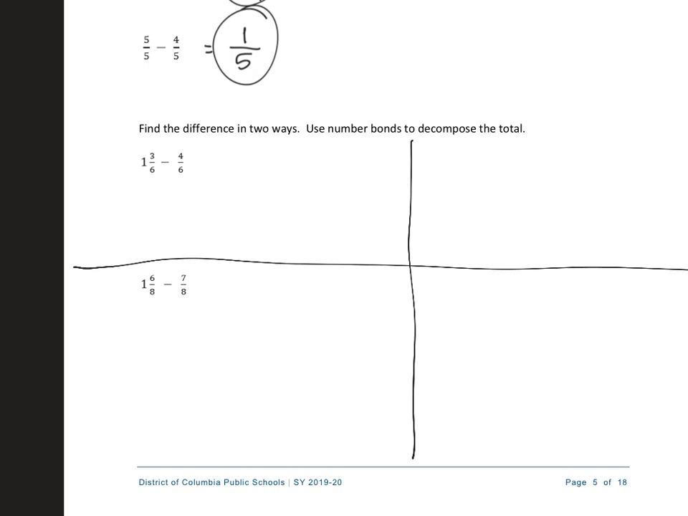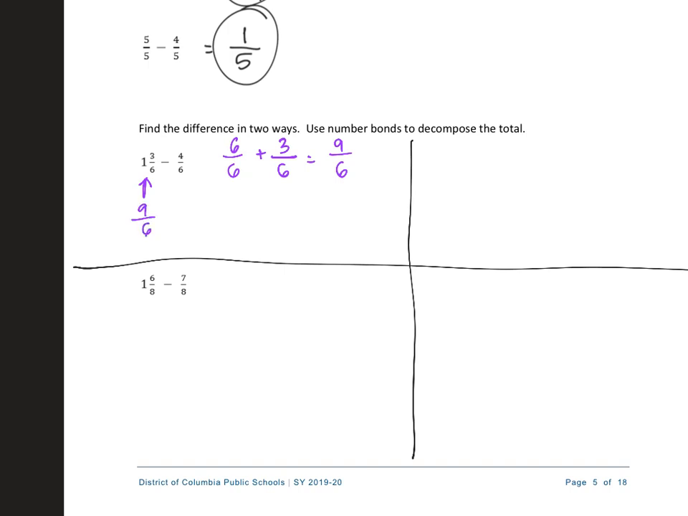So we have 1 3/6 minus 4/6. The first thing I'm going to do for the first way, I can change 1 whole into 6/6. And I'm going to add that to the 3/6 that is attached to it right here to make this into a fraction greater than 1. So 6/6 plus 3/6 is going to give me 9/6. Now that I've replaced the 1 3/6, this is now 9/6.